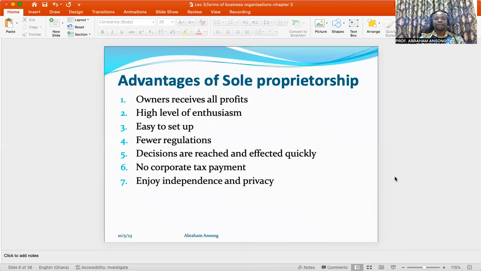Okay, then that will explain point two. There will be a high level of enthusiasm because the person naturally will be enjoying all the profits of the business. There is the natural tendency for the person to exert a lot more energy when working in that particular business, because ultimately, if the business succeeds and makes more profit, it is the owner or the person that set up the business that will enjoy all the profit. So there is a high level of enthusiasm.